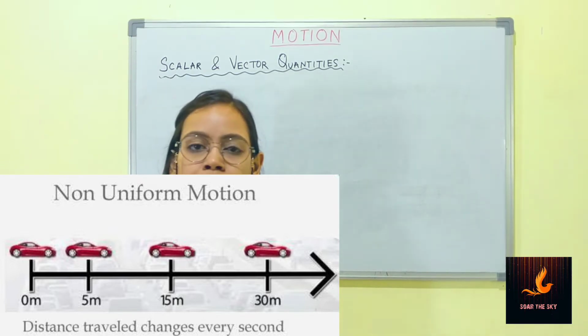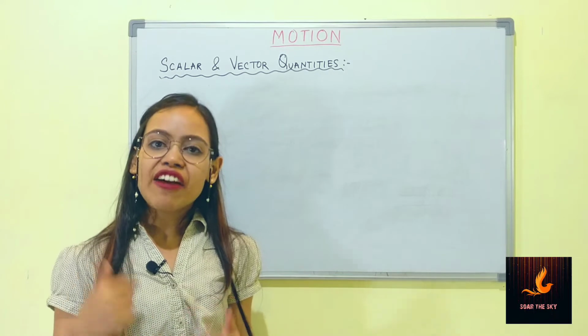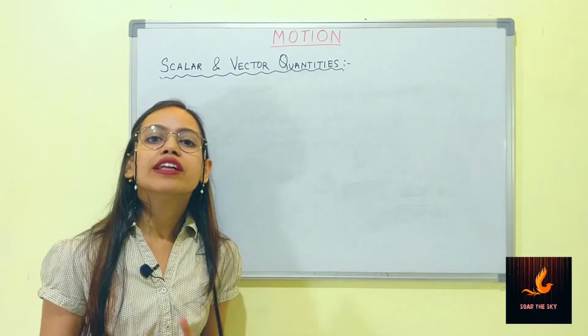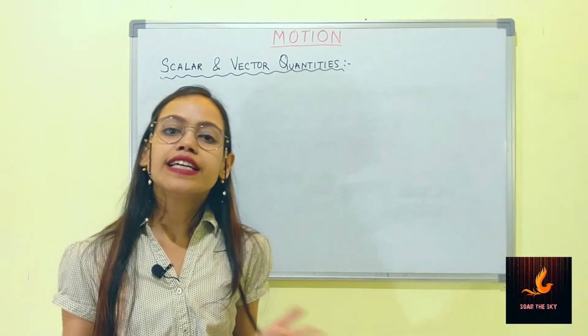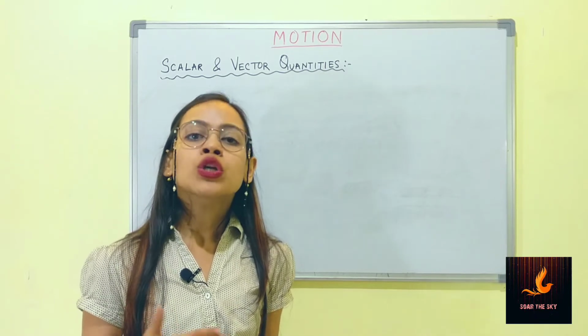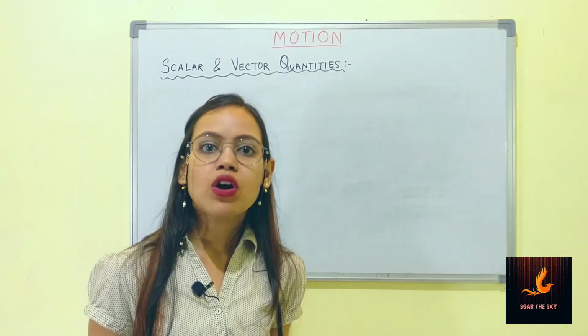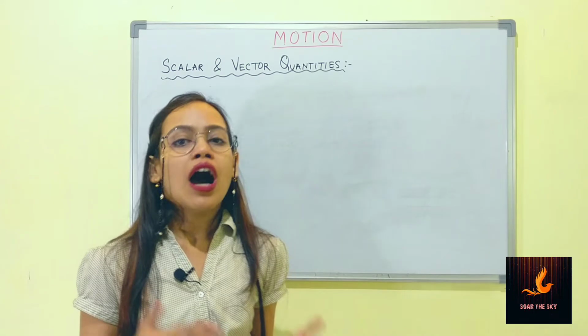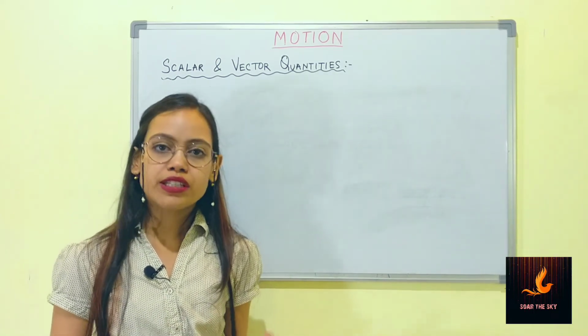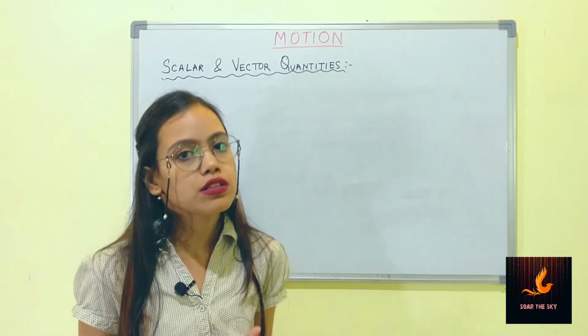Say for example, when a body in every 1 hour is covering 100 kilometers, it is said to be moving in uniform motion because its speed would be 100 kilometer per hour. It's not changing its speed, it's constant.